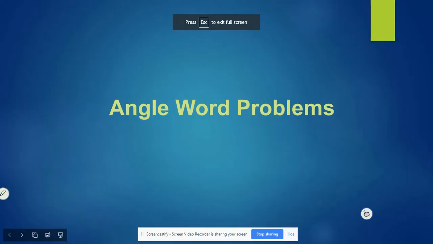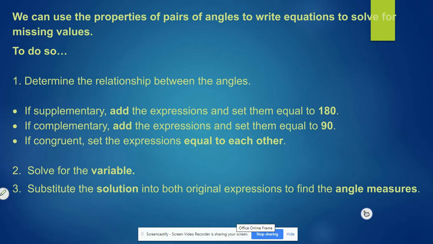Hey gang, today we're going to be talking about some angle word problems. We can use the properties of pairs of angles to write equations to solve for missing values. To do so, you're going to first determine the relationship between the angles.